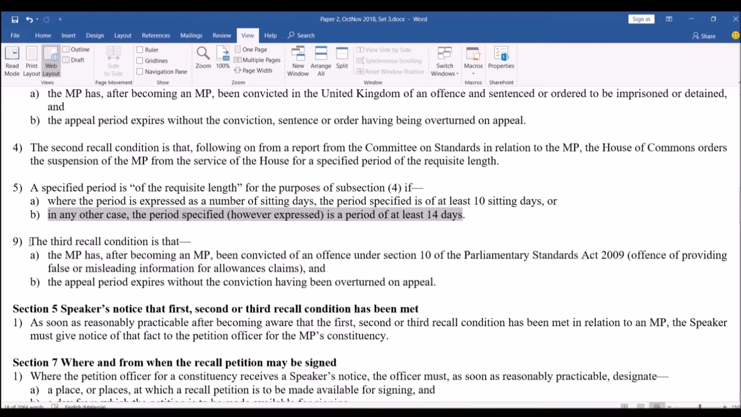Sub 9. The third recall condition is that, sub A, the MP has, after becoming an MP, been convicted of an offence under section 10 of the Parliamentary Standards Act 2009, which is an offence of providing false or misleading information for allowances claims, and sub B, the appeal period expires without the conviction having been overturned on appeal.